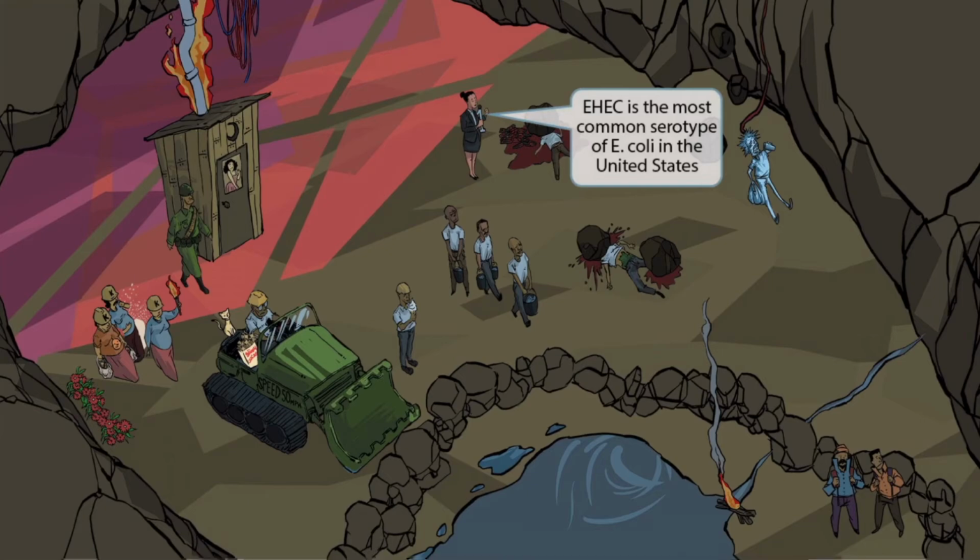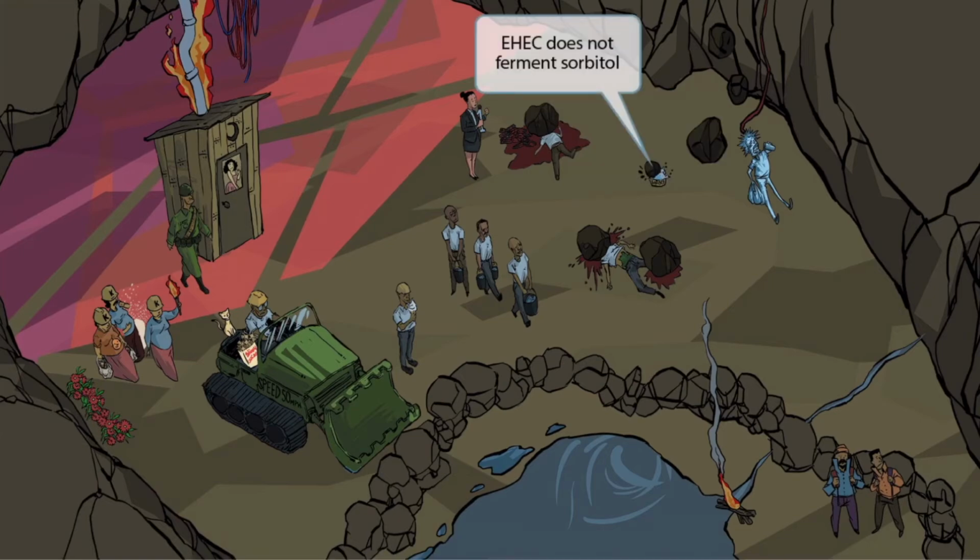Now notice that we've shown a news reporter girl right next to the pool of blood. As you can see, she's holding a microphone that's shaped like the number 1. This is here to help you remember that EHEC is the most common serotype of E. coli in the United States. Now you can see that we've shown a cup of sorbet next to the pool of blood that is getting smashed by a falling rock.